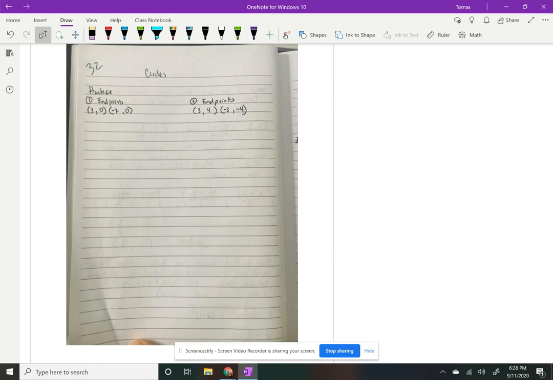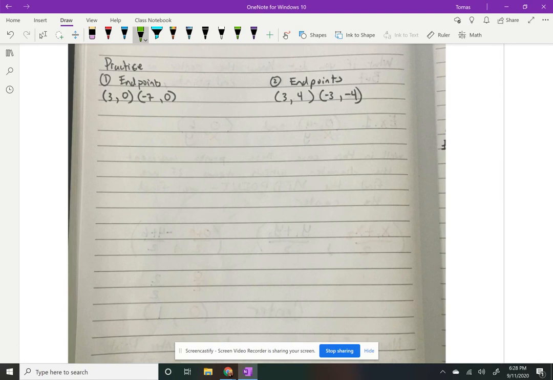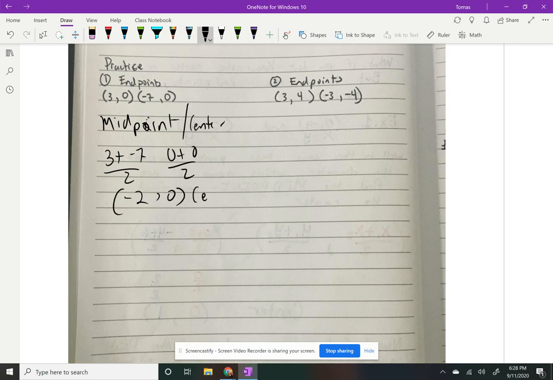So right here, we have two endpoints, and we want to figure out the equation of the circle, right? So let me zoom in a little bit. So first, we do the midpoint. So let's get our midpoint first. That midpoint will be my center. So I get my x's and I add them, divided by 2, divided by 2. This becomes -4. -4 divided by 2 is -2. So this is my center point.